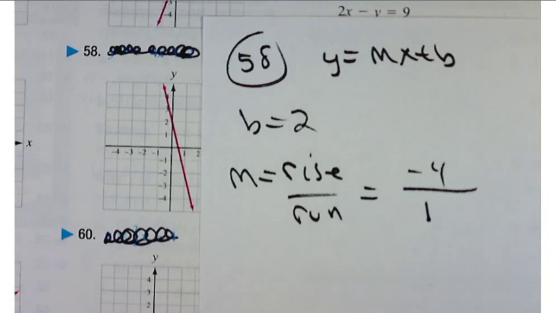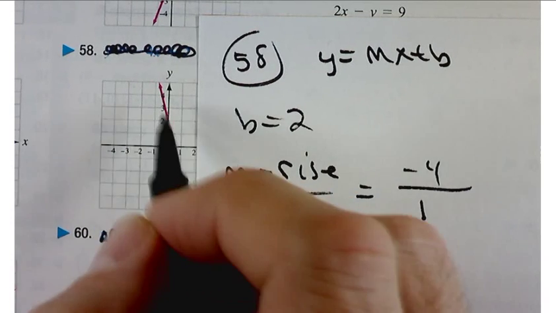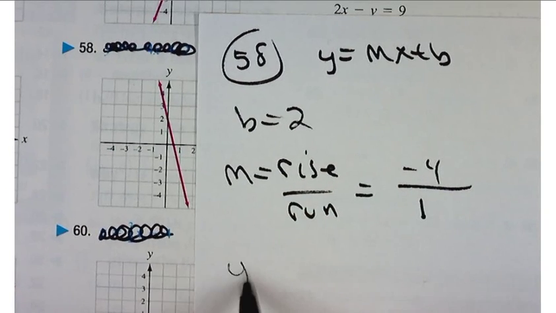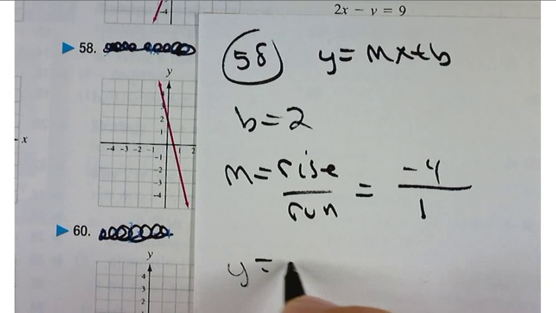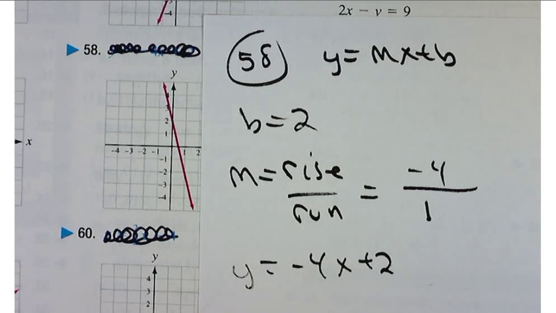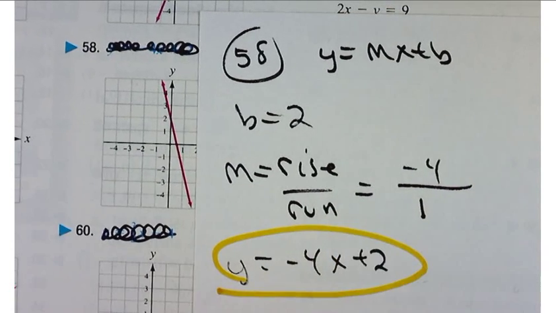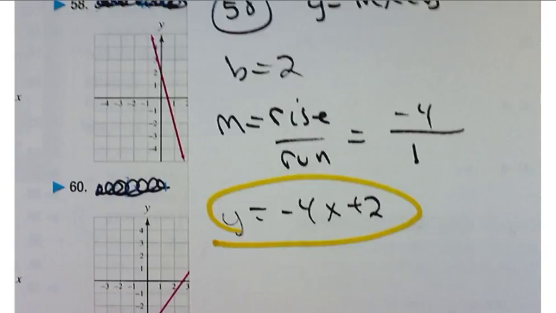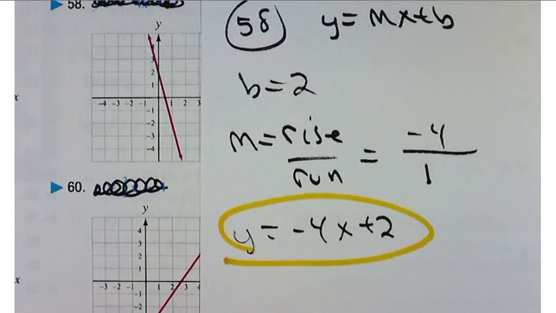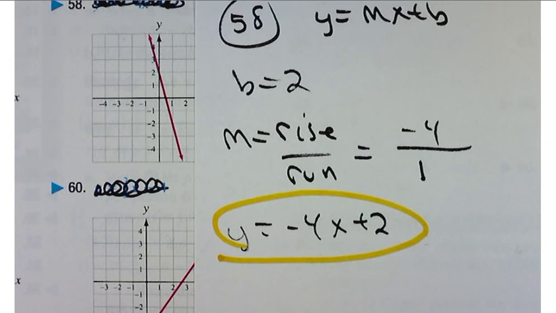Since we are higher here than we are here, we went down by 4. Overall, the equation of our line is y equals negative 4x plus 2. Are we okay with our conclusions on 58? Because I'm going to give you problem 60 to do and then perhaps walk around a little bit or something like that. But are we okay with our conclusions there for 58?